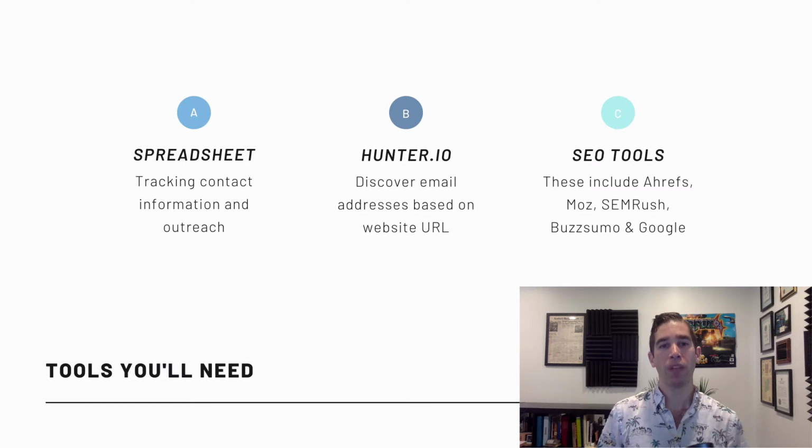We're going to use another piece of software called Hunter.io. This is a research tool that we're going to use to find people's email addresses. And the third component are SEO tools like Ahrefs or SEMrush or BuzzSumo. These are different tools that are particularly useful for finding other articles and content that we're going to want to reach out to. And these are really good for different types of outreach, and we're going to talk about them specifically.